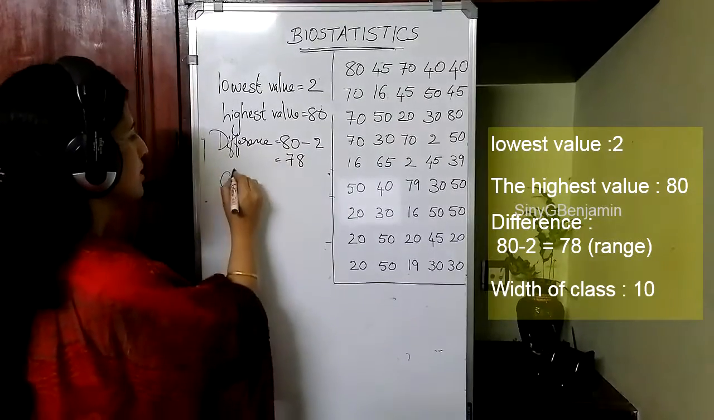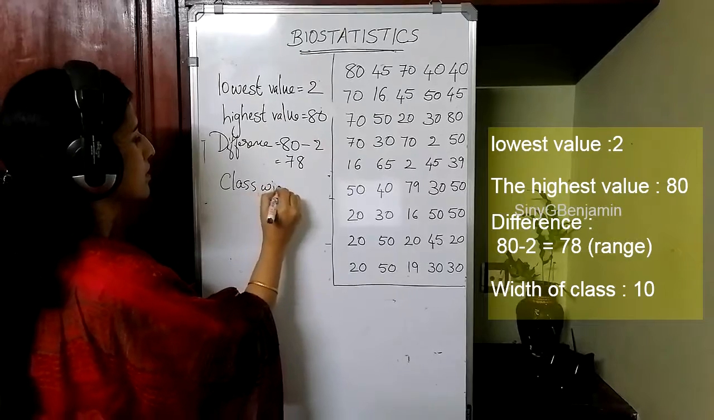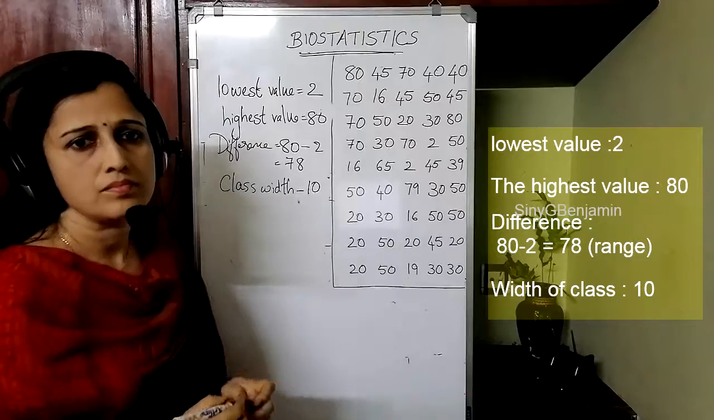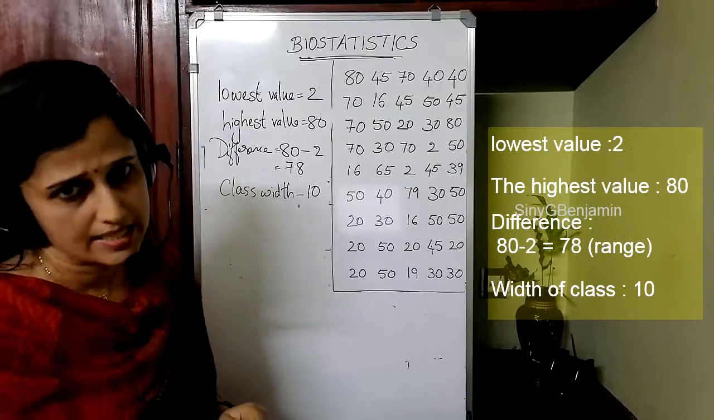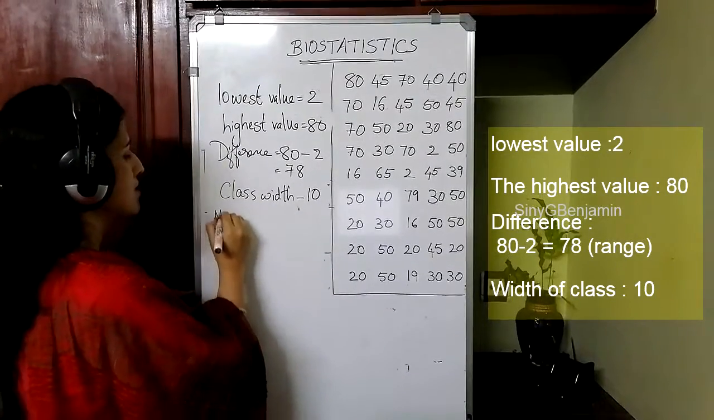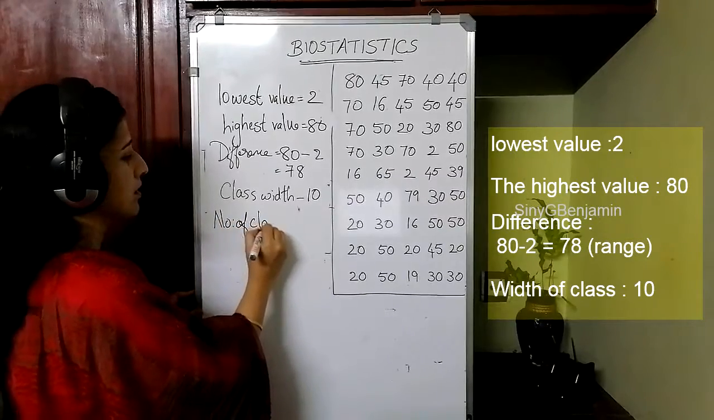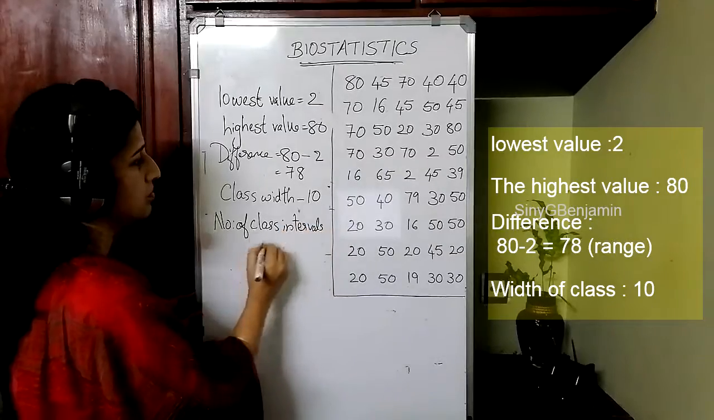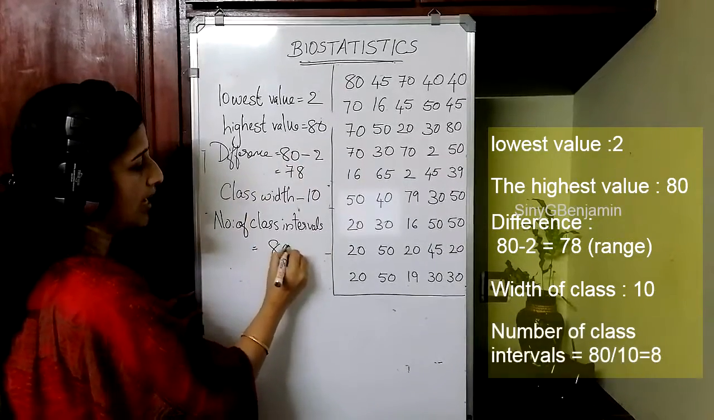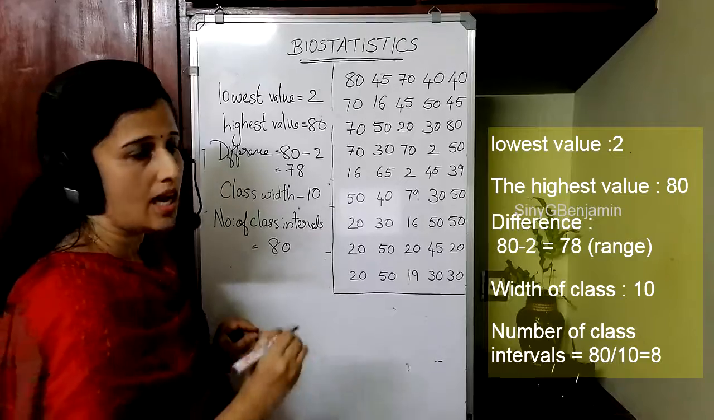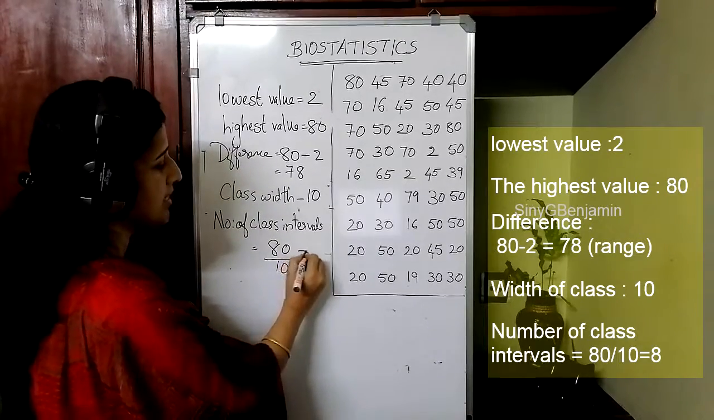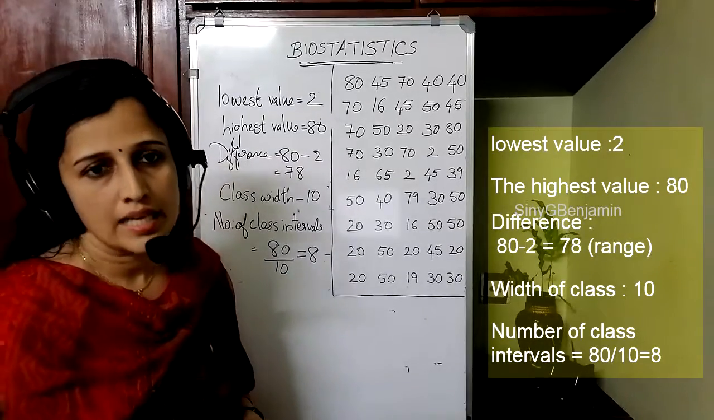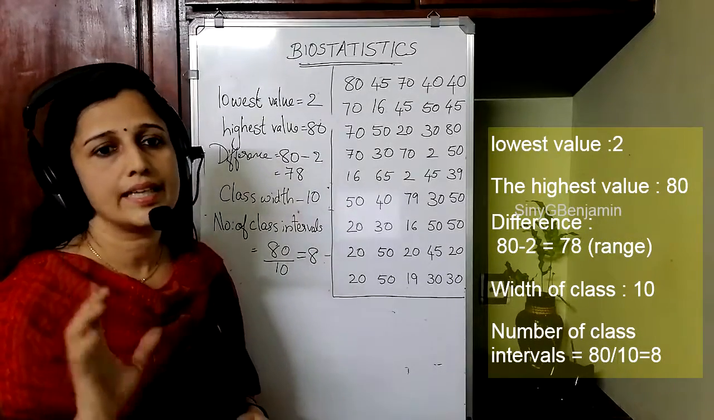Class width is equal to 10. Then number of class intervals is equal to the highest value, that is 80, divided by the class width. 80 divided by 10 is equal to 8. That is the number of class intervals with the width 10.